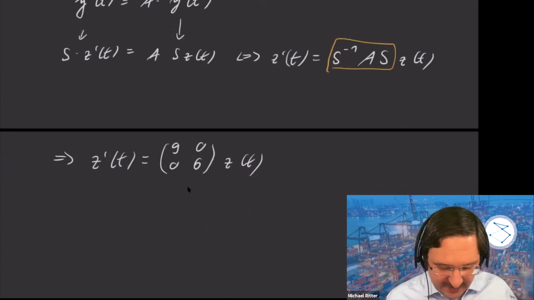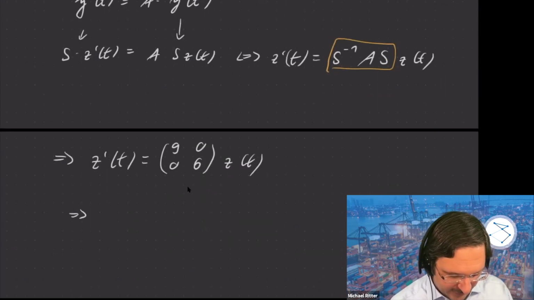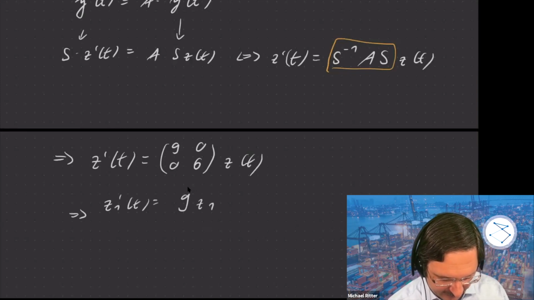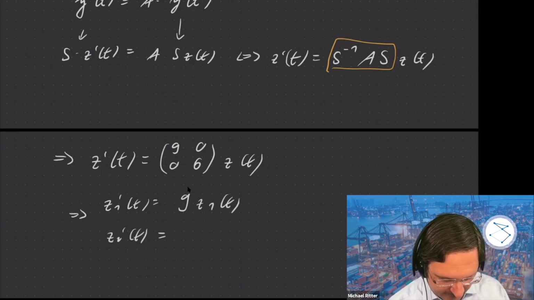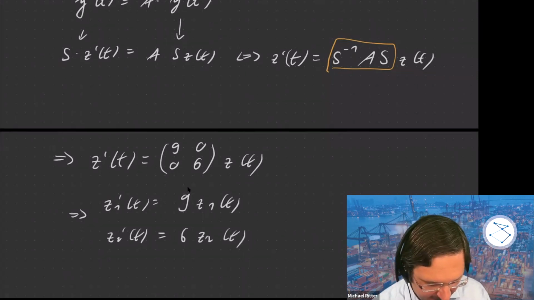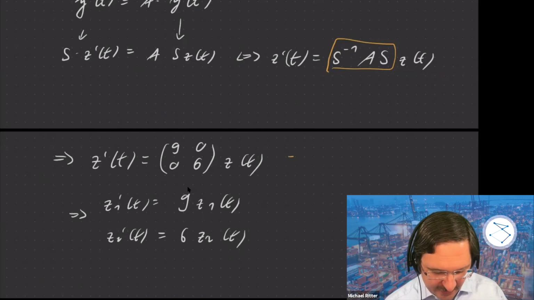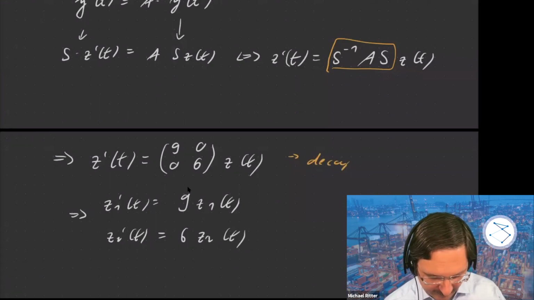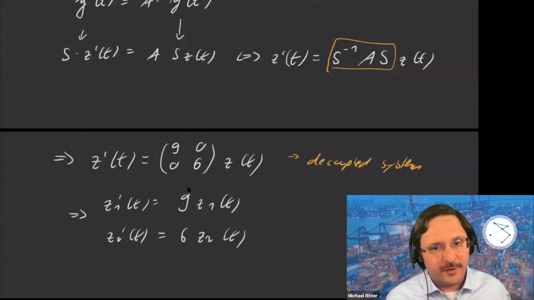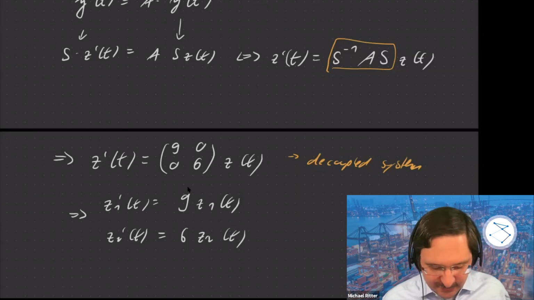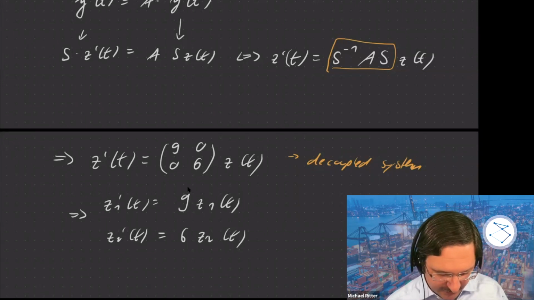And what that in turn means, if we write that out, we have c1 prime of t equals 9 c1 of t, and c2 prime of t equals 6 c2 of t. So what we did is we decoupled the system. And that means each row of the new system is a differential equation on its own, independent of the others. And we can solve those independent of the others.